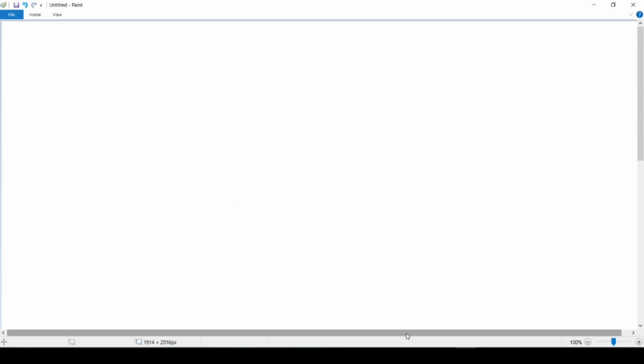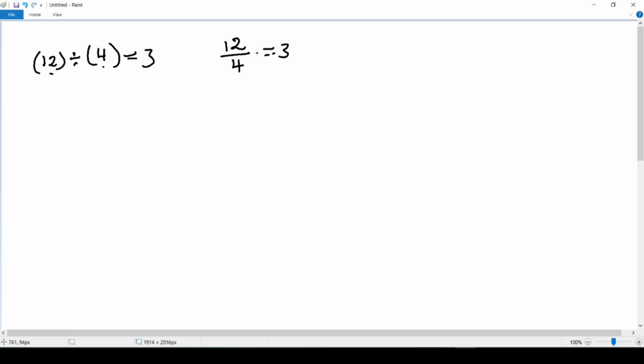Now let's do some examples. Let's say 12 divided by 4. Both numbers 12 and 4 are positive, so the result should be positive, and 12 divided by 4 is equal to 3.